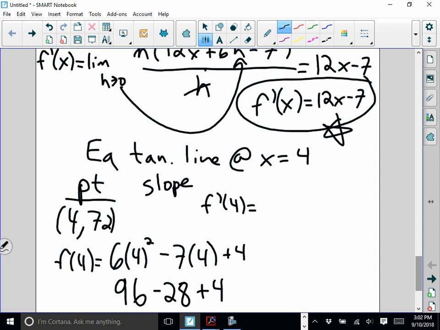F prime of 4 will be 12 times 4 minus 7. 48 minus 7 is 41. So I know my slope is 41. Now I can write the equation of my line. I can say y minus 72 equals 41 times x minus 4.